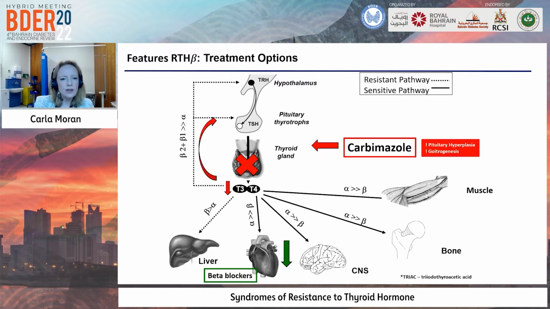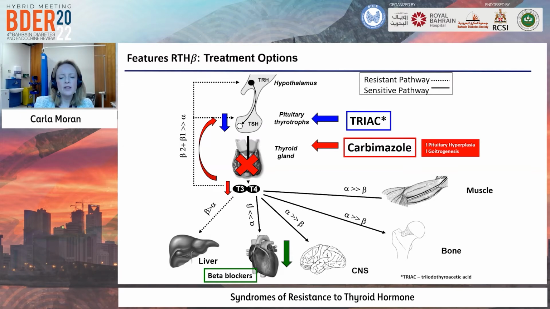But this reduction in thyroid hormone stimulates an increase in TSH production. And that increase in TSH can stimulate further growth of the thyroid gland. It could potentially overcome the block at the level of the thyroid gland induced by the antithyroid drug, and it could potentially cause pituitary hyperplasia.